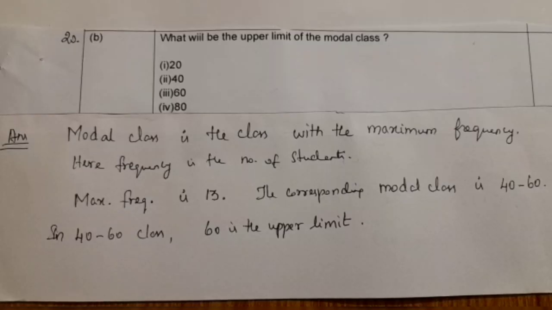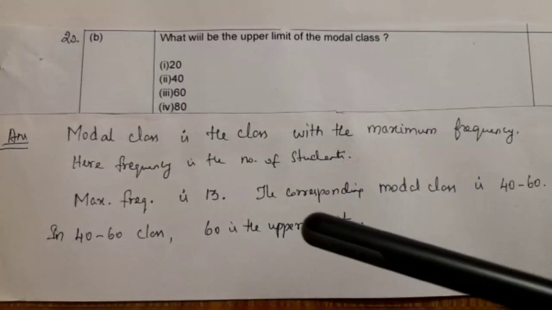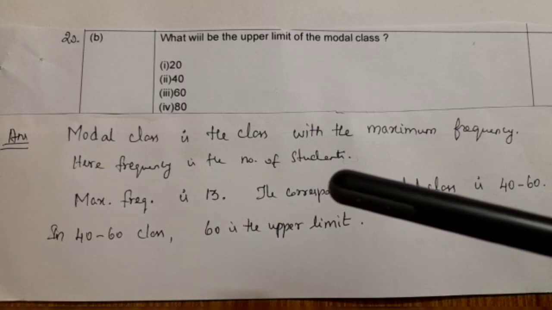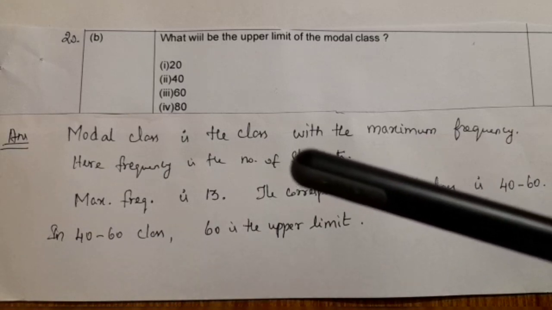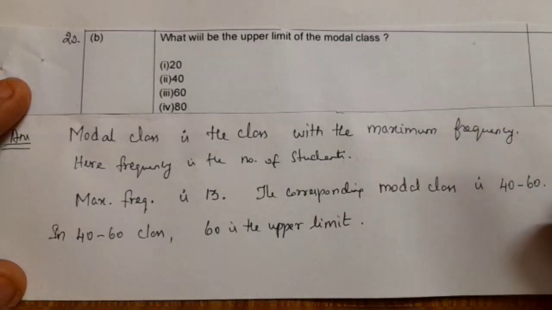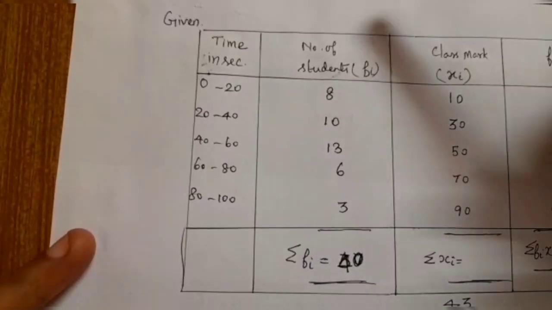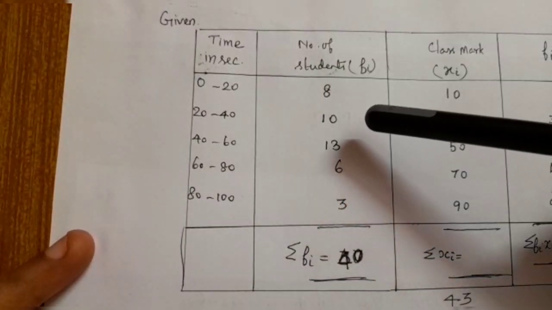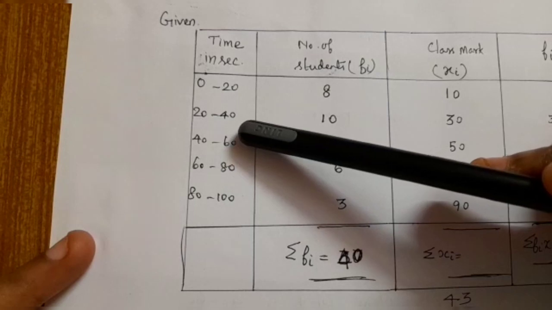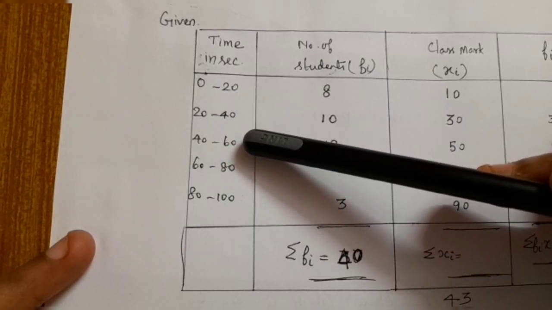Next, what will be the lower limit of the modal class? We need to know what the modal class is. The modal class is the class with the maximum frequency. In this problem, frequency is the number of students. In the table, the maximum number of students is 13, and the corresponding class, 40 to 60, is the modal class.